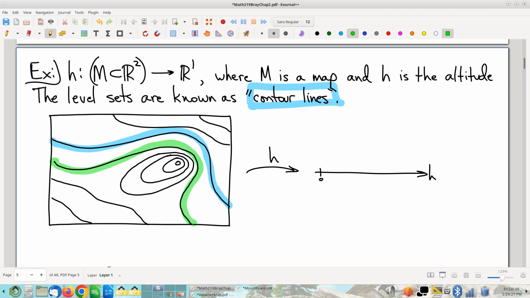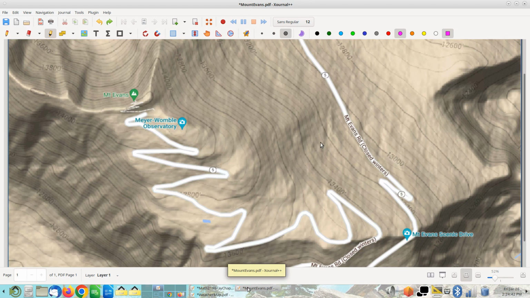And then on, et cetera, up that hill, down the other way, perhaps. So you end up with pictures that look kind of like this. And here's a real-world example of one of those. This is an actual contour map.